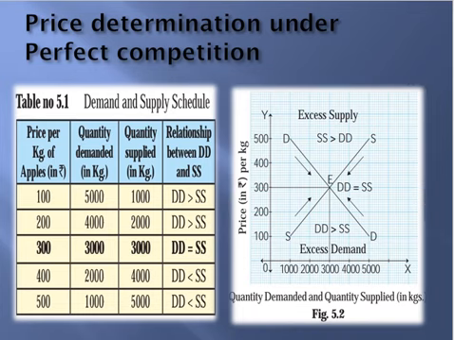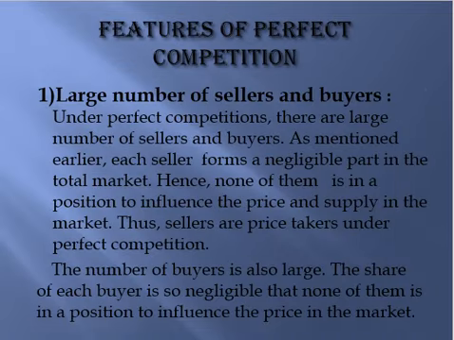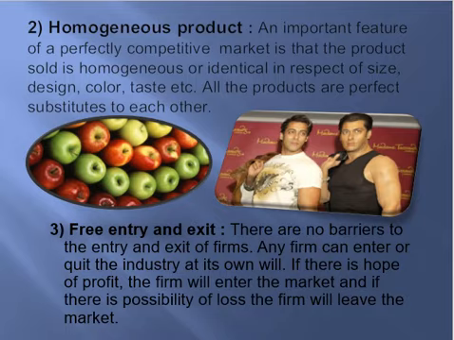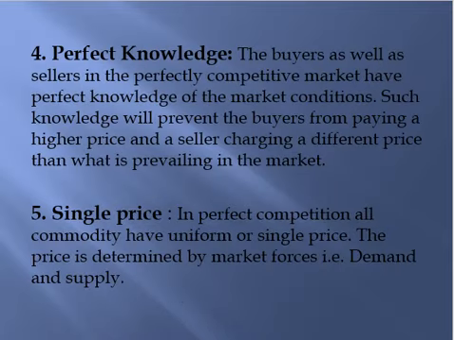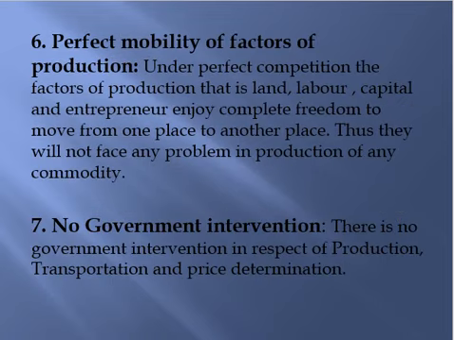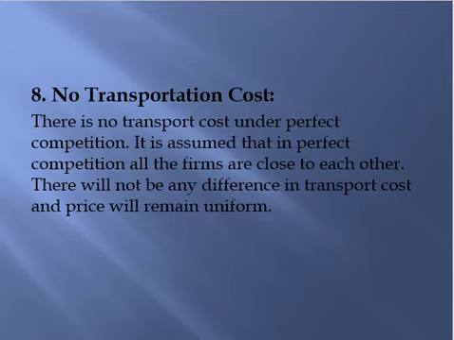Let us go through the features again. First, large number of sellers and buyers. The second feature is that of homogeneous product. Third, free entry and exit. Fourth, perfect knowledge. Fifth, single price. Sixth, perfect mobility of factors of production. Seventh, non-government intervention. And eighth, no transportation cost.